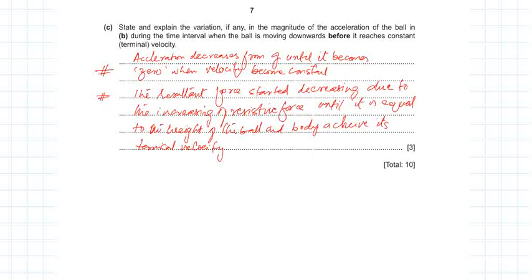The resultant force started decreasing because F equals ma. So when the acceleration decreases, the resultant force also decreases. Who is responsible for the reduction of force? It is actually the air resistance force. So the resultant force started decreasing due to the increasing resistive force until it equals the weight of the ball, and the body achieves its terminal velocity.